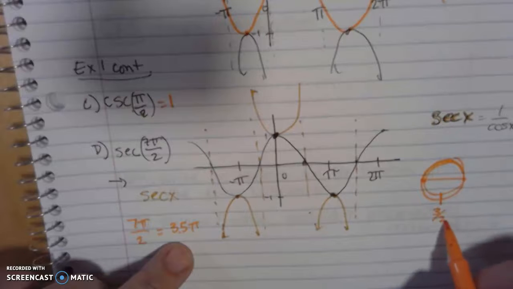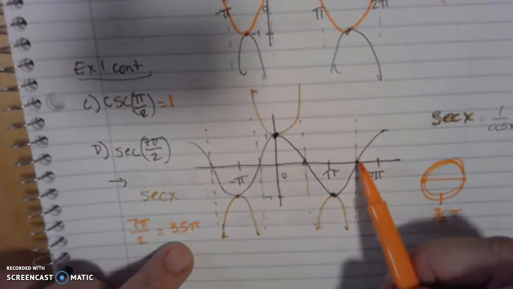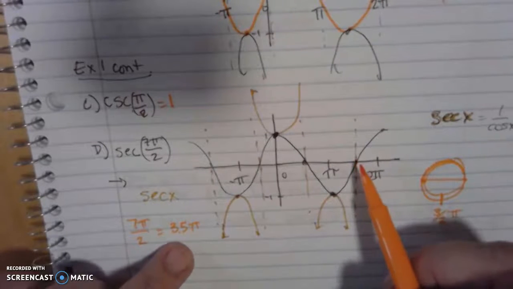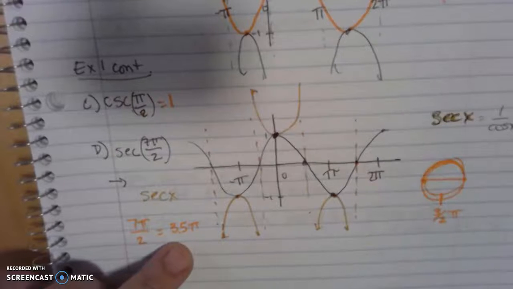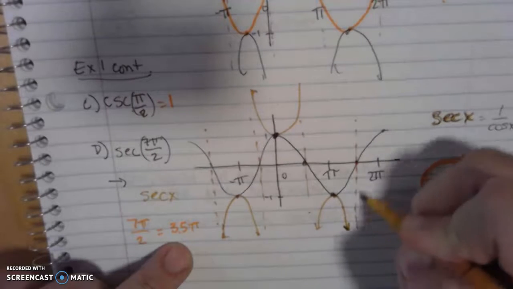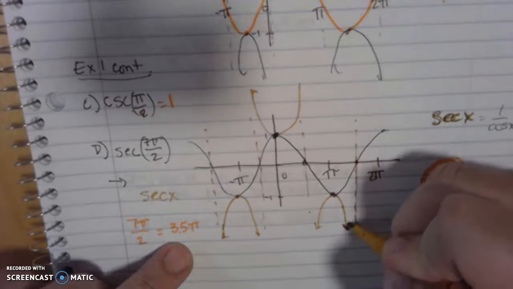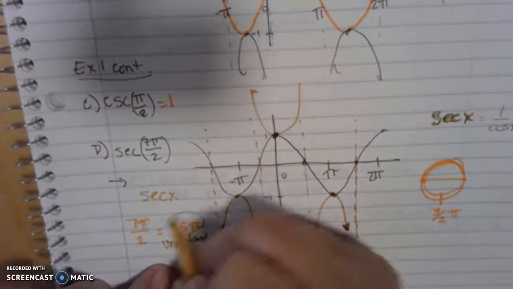So what is the value at 3 pi halves? Here's 1 pi. It's going to be right here. It's going to be 0. Oh no, it's going to be undefined. I'm looking at the gold graph for secant. So what is my gold graph at 3 pi halves? It is undefined.